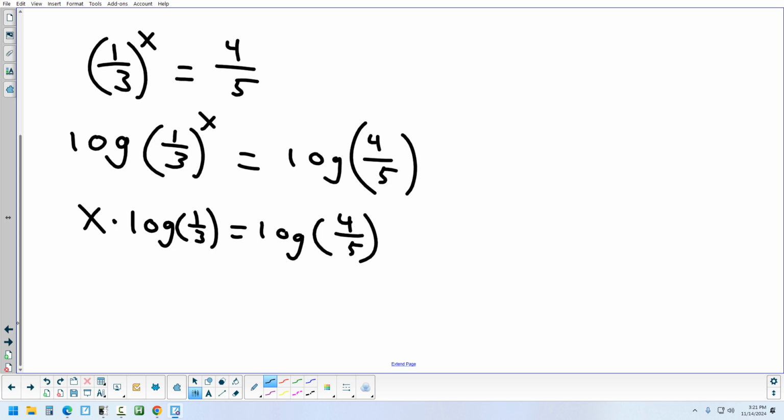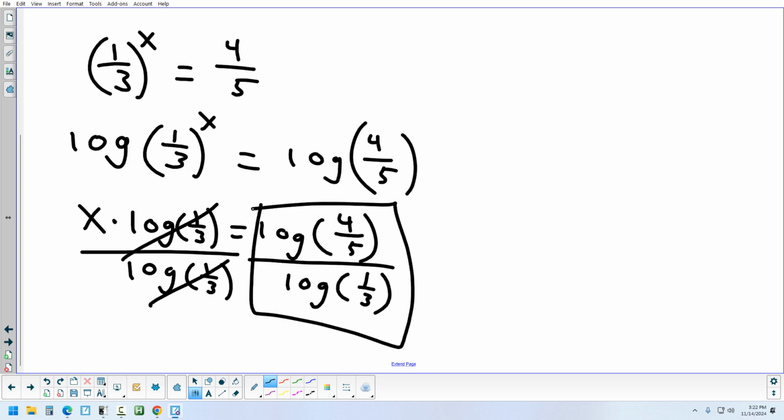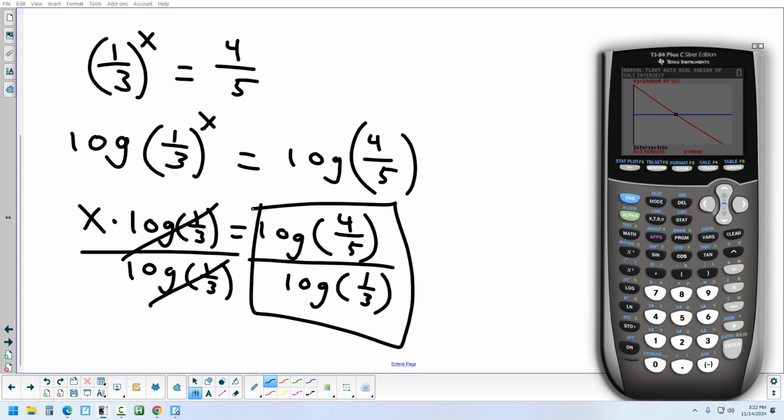And lastly, now how would you get x by itself? Matt? Divide by log of 1/3. Yeah, divide by log of 1/3. So those cancel. And that's your answer. Now, when I took the log of both sides, I didn't write down a base. So what base does that mean we assumed we were using? Yeah. 10. I could have taken the ln of both sides and I would have gotten the same answer. It doesn't really matter.